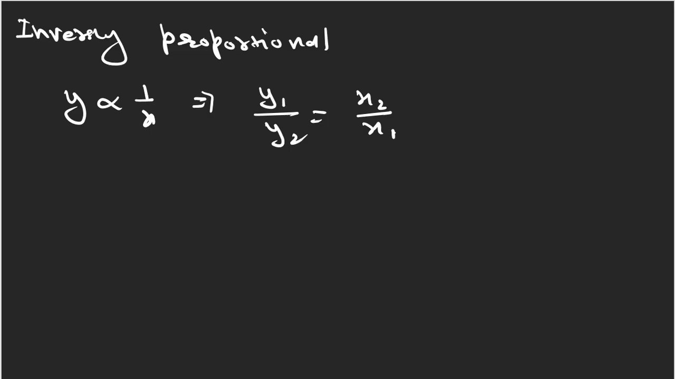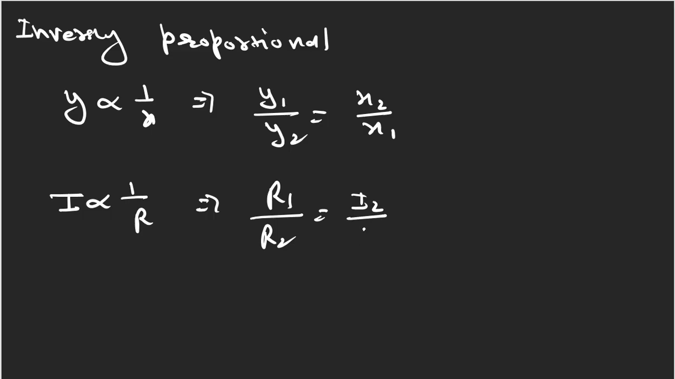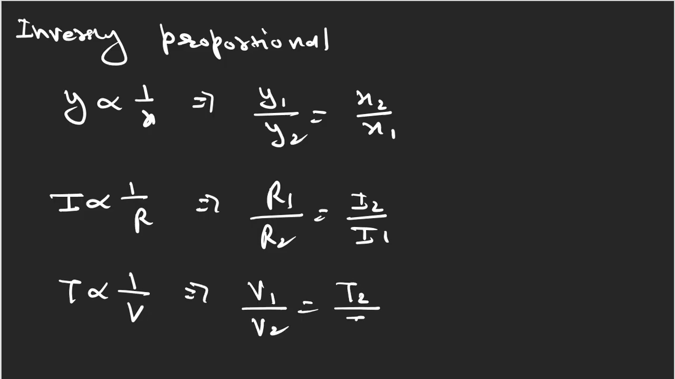If you remember current and resistance, we can say current is inversely proportional to resistance. That's why R1 by R2 is equal to I2 by I1. So current and resistance both are inversely proportional to each other. You will find many such examples in physics, like time is inversely proportional to velocity. That's why I write v1 by v2 is equal to t2 by t1. So you will find these types of things at many places.